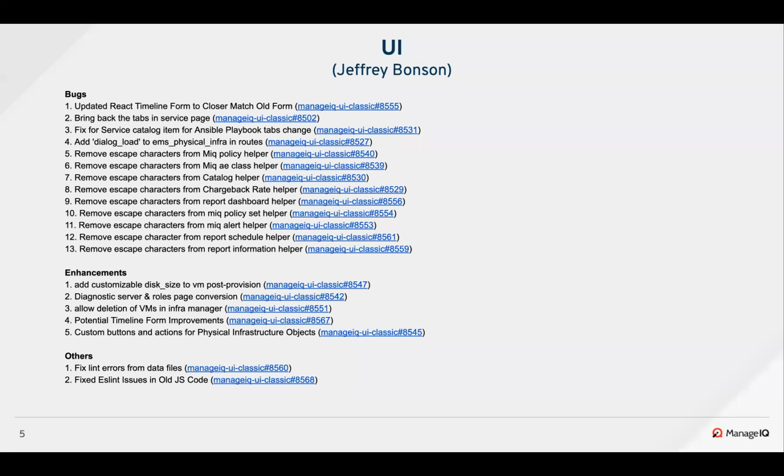And over to Jeffrey on the UI. Hi. In this sprint, 20 PRs got merged into the classic repo, in which 13 are bugs, 5 are enhancements, and 2 others. I can explain about them in the following slides.